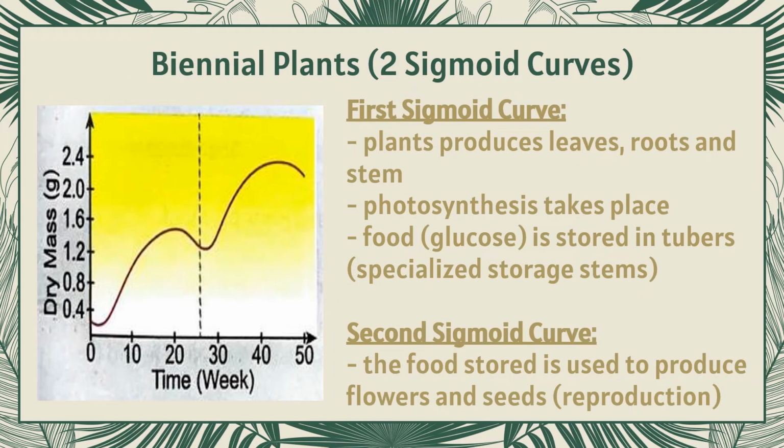Second, in biennial plants, we have a graph of 2 sigmoid curves. In the first sigmoid curve, the plants start to produce leaves, roots, and stems for their daily life. Photosynthesis starts to take place, and the food produced from photosynthesis, or more known as glucose, is stored in a compartment known as tubers, which are specialized storage stems in the plant. For the second sigmoid curve, the food stored is used to produce the flowers and the seeds, or known as the reproduction phase of the biennial plants.